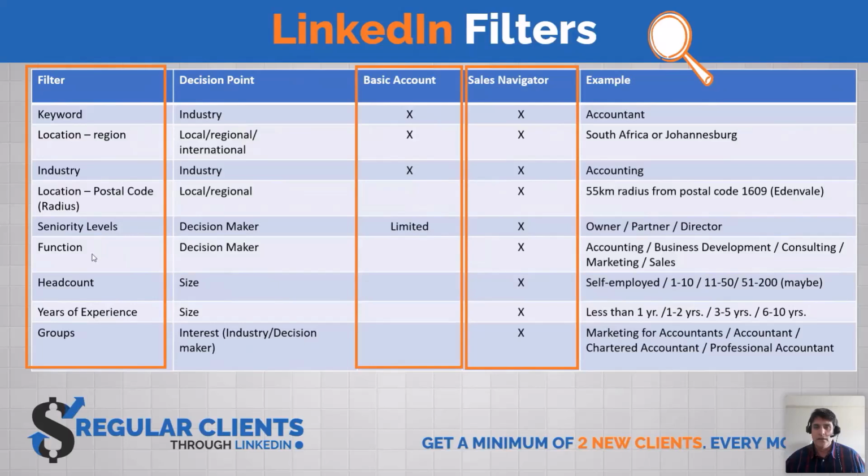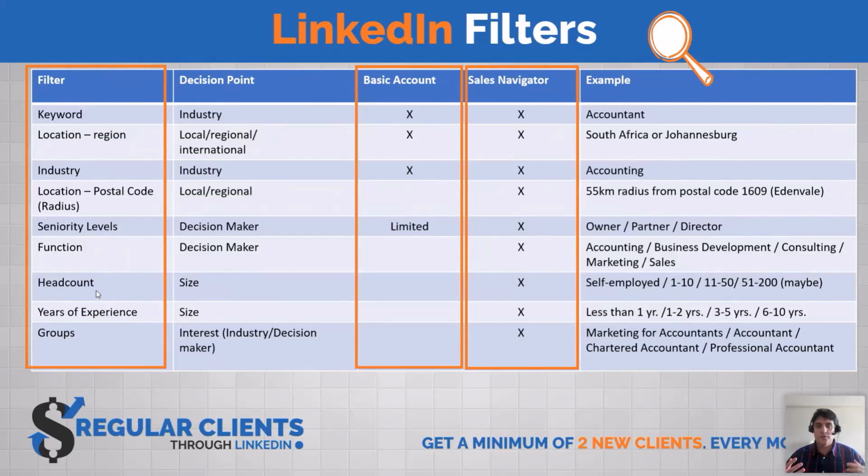So sometimes it's specific. So maybe accountants are looking for the financial people at companies. Then you would use the function. Headcount is quite nice because it gives you an idea of the size of the company, because one thing LinkedIn doesn't give us is revenue figures. So we don't know how much money people are earning. So you have to make some assumptions, right?